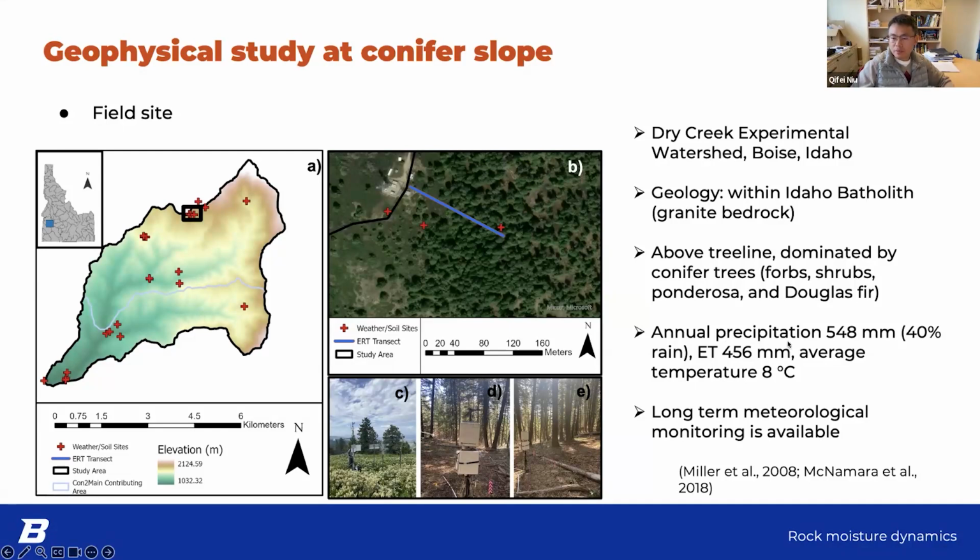For this site, the annual precipitation is about 548 millimeters, and 60% of the precipitation there is in the form of snow. The annual temperature is about 8 degrees C. And the evapotranspiration is pretty high, more than 80% of the total precipitation. Also, as I said, here is the weather station, and we have very long-term monitoring data.